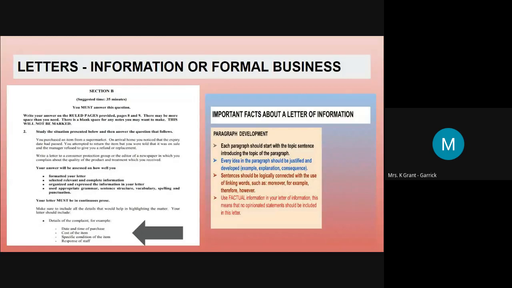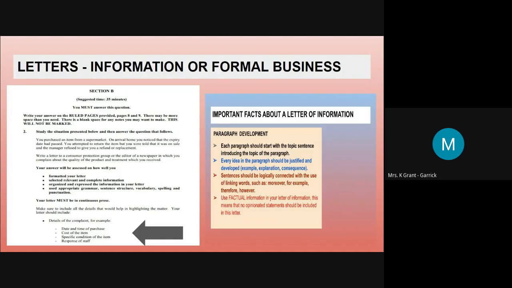So the letters could take the form of a letter of information or any other formal business letter, right? So there we have a CSEC scenario, and at the bottom where you see the black arrow right here, you realize that it says details of the complaint. Make sure to include all the details that would help in highlighting the matter your letter should include. So watch this section because this is where you put these pieces of information into the body of whatever you're asked to write on.